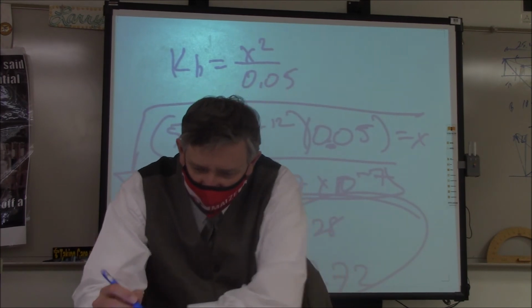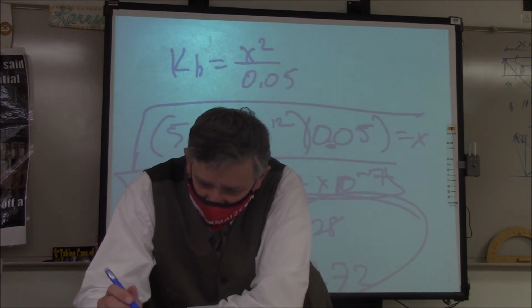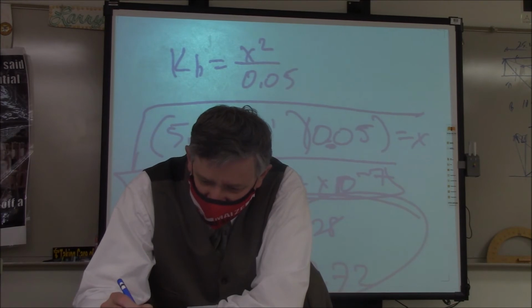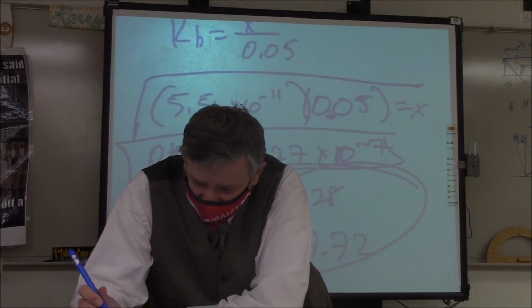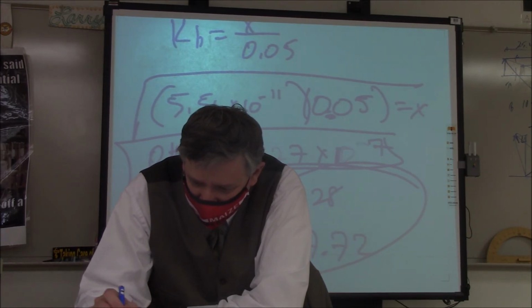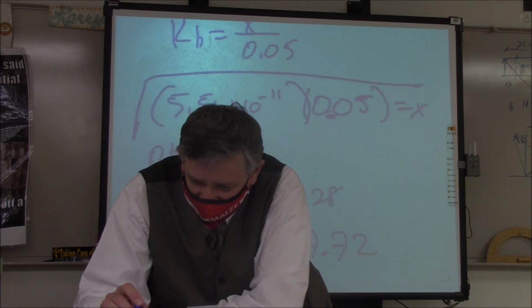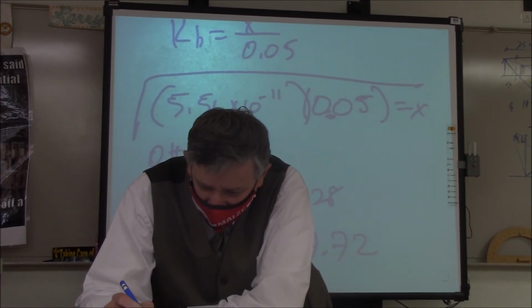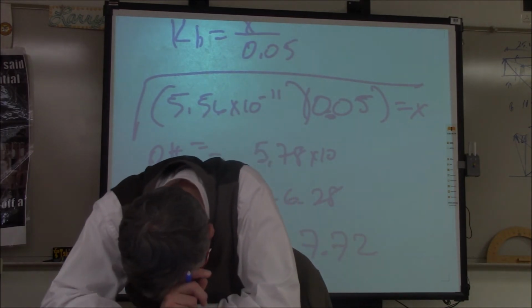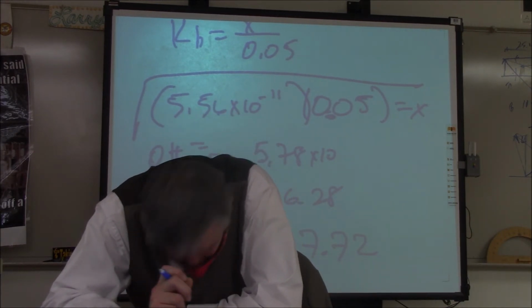Sorry. You're both good. Okay, so what is it? 10 to the negative 11th? Yeah. So the OH is then 5.78. Not a big deal. So the OH is what? 5.78 times 10 to the negative... No, that was the pOH. Oh, sorry. The OH is 1.66 times 10 to the negative 6.